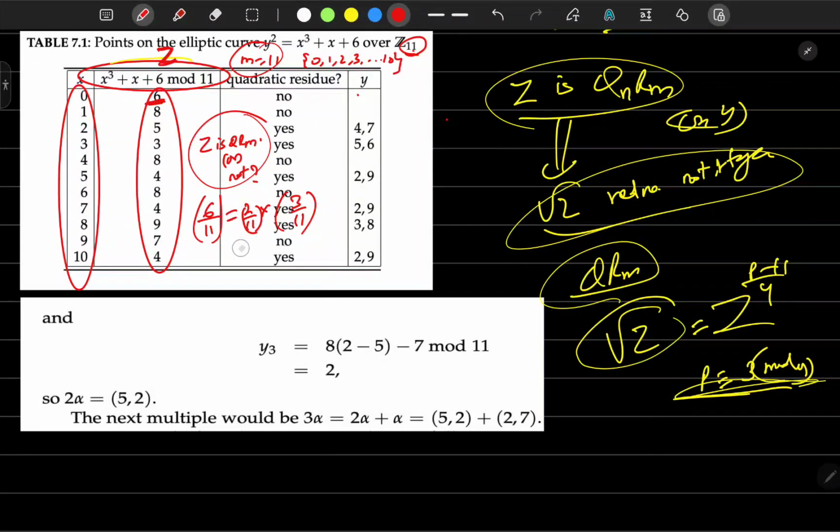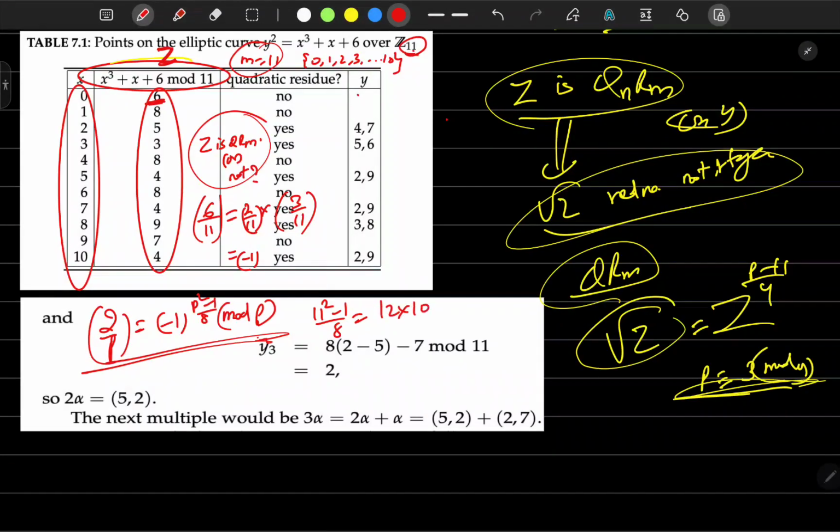After that, 2 by 11, how to find it? Tell me. You know, right? 2 by p equals minus 1 power (p square minus 1) by 8 mod p. This is a very handy shortcut formula. From that you will be able to know 2 by 11: minus 1 whole power (11 square minus 1) by 8, that is 12 into 10 by 8. So how much will it be? 4 into 15. Okay, nice. So minus 1 whole power 15, this value will be minus 1, into 3 by 11.